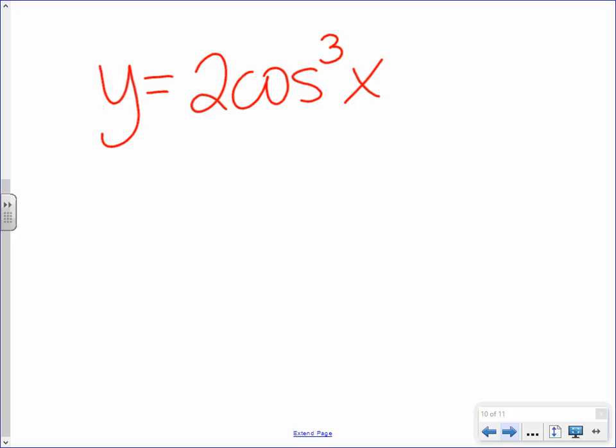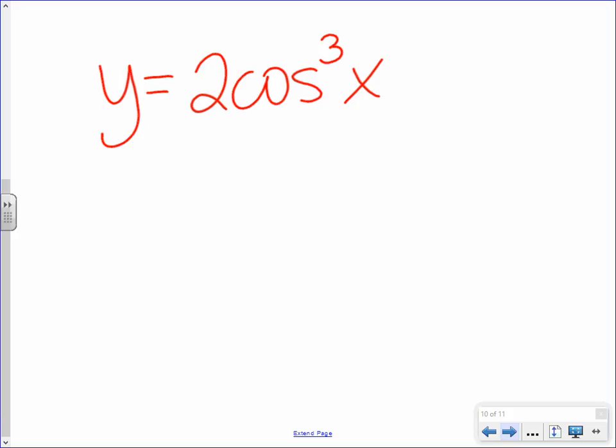I would consider the cosine to be multiplied. Okay, let's talk about this because some people are trying to use the product rule. I can see where you would think that this is a product. But if you have the product between something and a constant, what's the derivative of a constant? 0. Don't do the product rule.